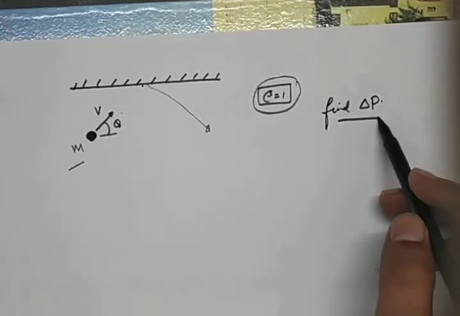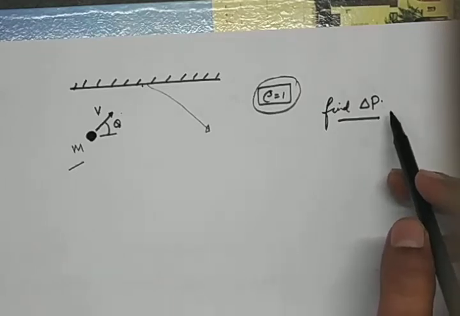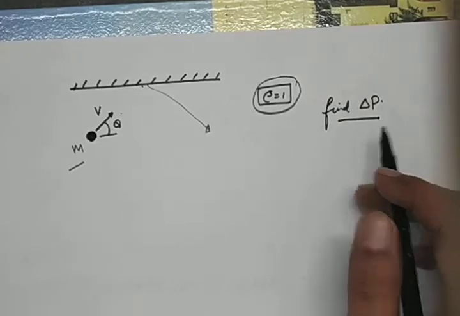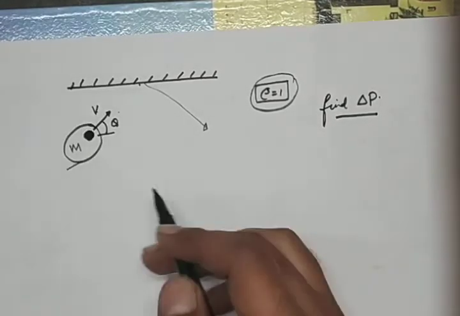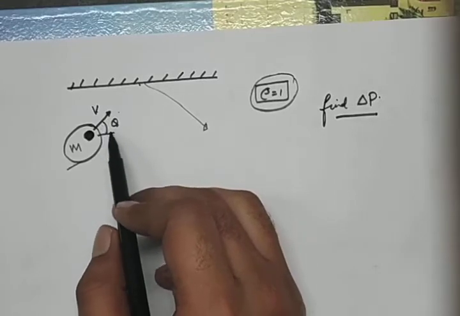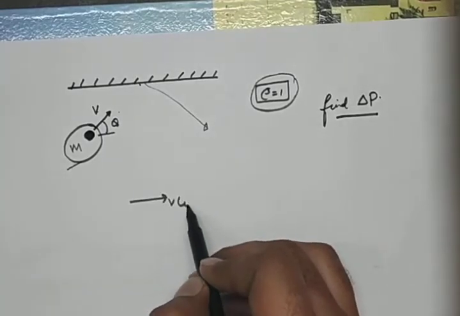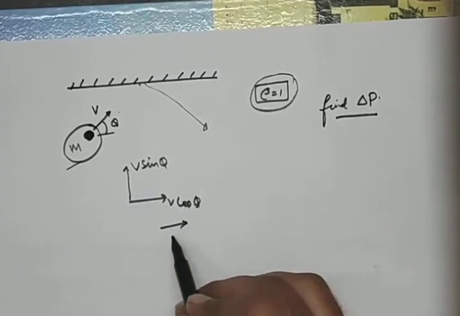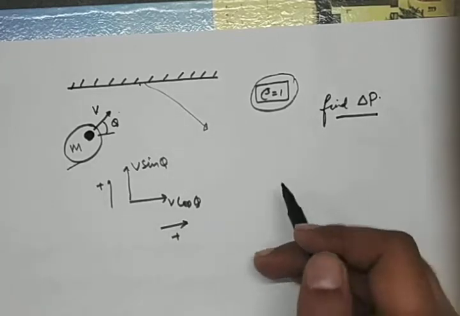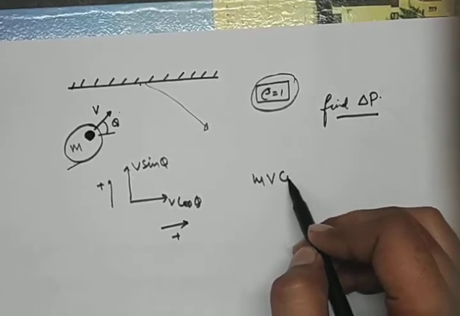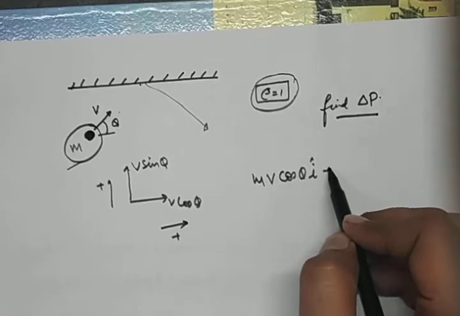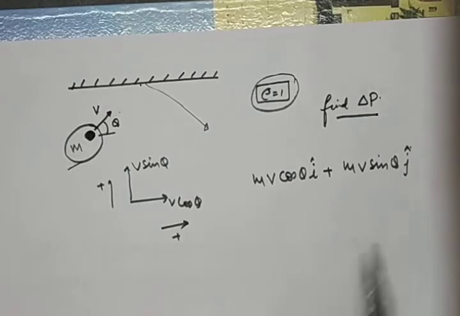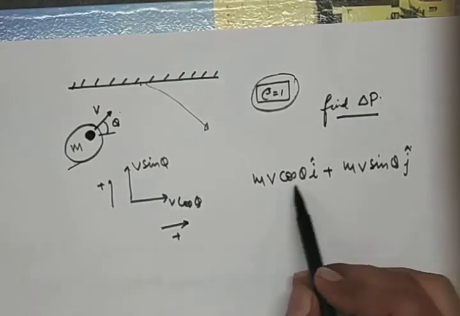He has asked to find the change in momentum, final momentum minus initial momentum. 4 options were given. So, what was the initial momentum? You have to break this velocity into 2 components. That will be v cos theta and v sin theta. If this is the positive axis and this is also positive, what is the momentum? mv cos theta i cap plus mv sin theta j cap. This is the initial momentum of the ball.